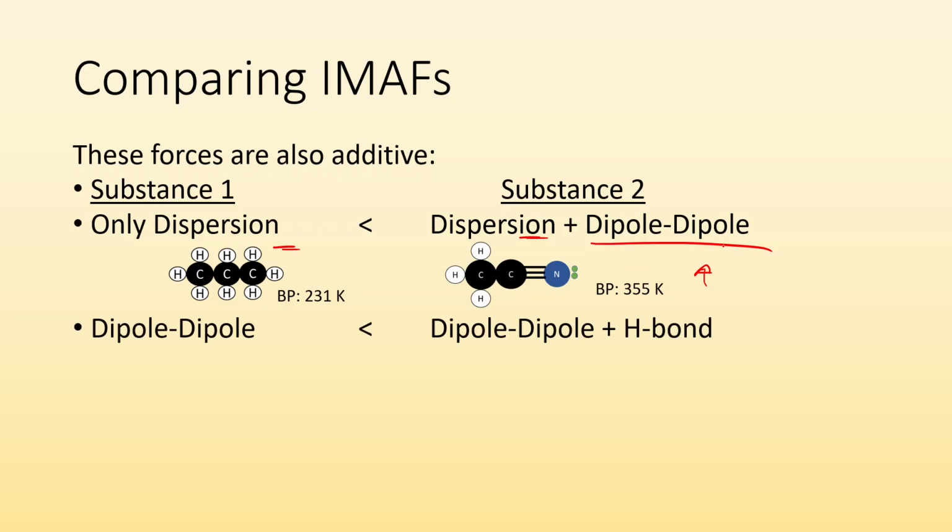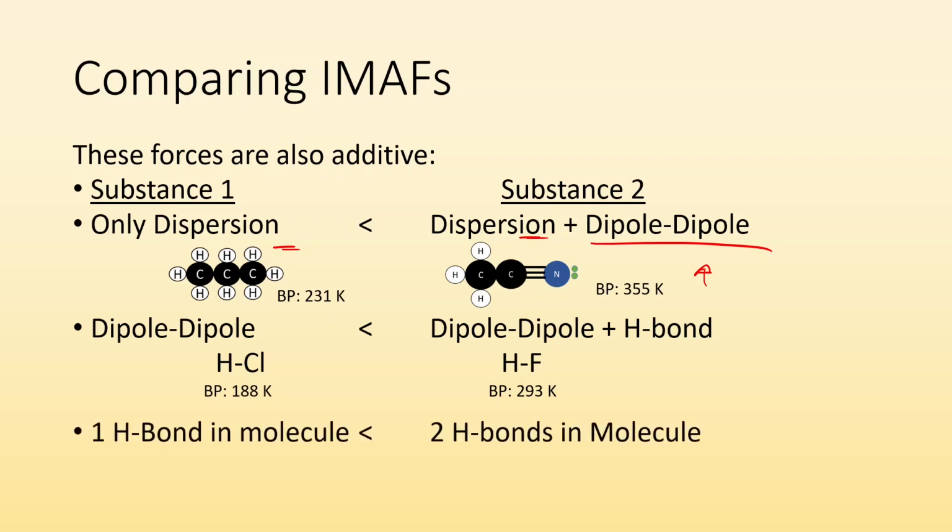And then again, continuing on, if you have dipole, that's not going to be as strong as if you have dipole and hydrogen bonding, right? So for example, HCl versus HF, they both have dipole, but fluorine bonded to hydrogen causes hydrogen bonding, and the boiling point jumps up. That attractive force adds on to the dipole. And then again, hydrogen bonding.